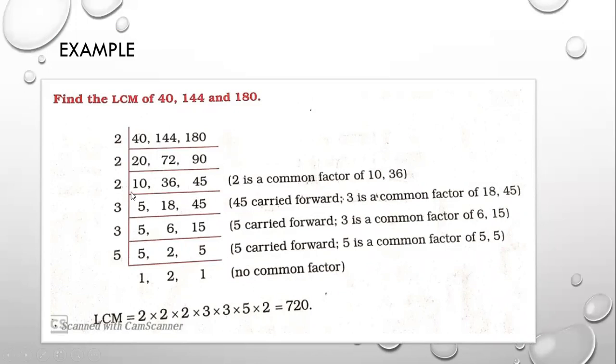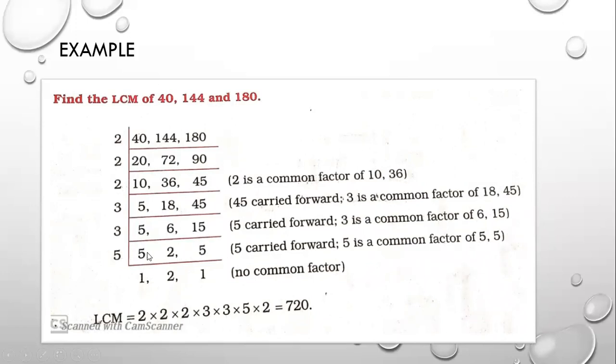Here you see in this step, 2 is a common factor of 40 and 144. Next, 45 will be carried forward because 45 is not divisible by 2. So the number which is not divisible by 2 will be carried forward. Next, in this step 3 is a common factor of 18 and 45, so 5 will be carried forward. In the next step, 5, 6, 15, 3 is a common factor of 6 and 15. So again 5 will be carried forward and here we get 2 and 5, the quotients of these two numbers 6 and 15.